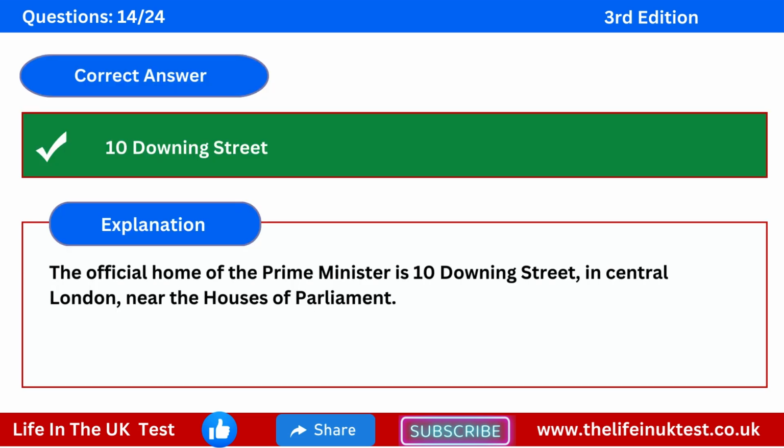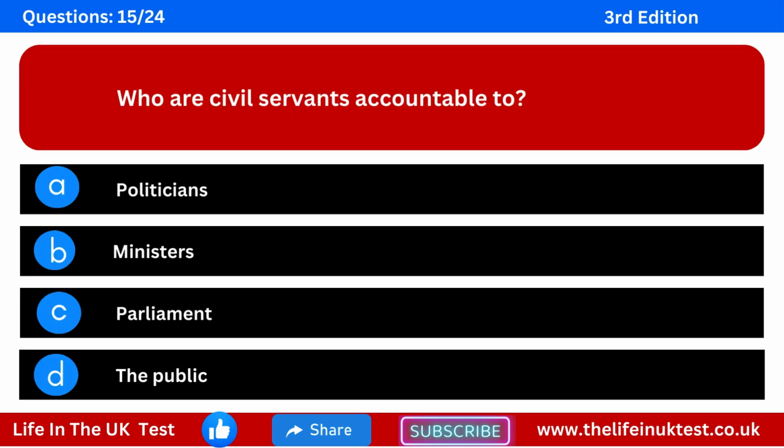The correct answer is 10 Downing Street. Explanation. The official home of the Prime Minister is 10 Downing Street, in central London, near the Houses of Parliament. Question 15. Who are civil servants accountable to?